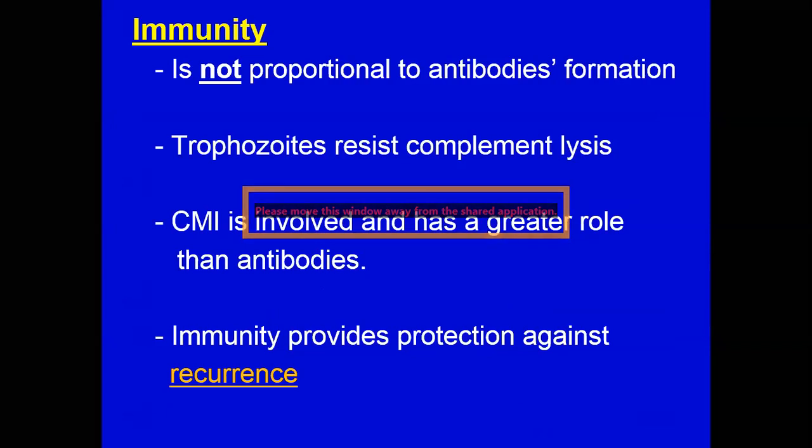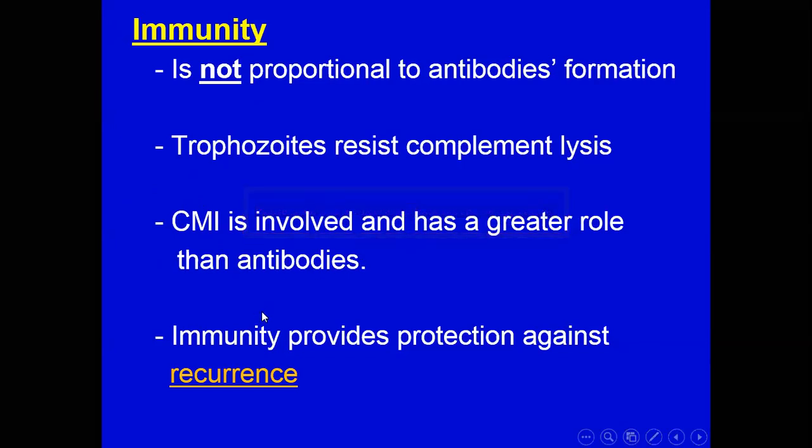The immunity is not proportional to the antibody formation. So if you have antibody, this does not make you protected against the infection. A trophozoite resists complement lysis. Cell-mediated immunity is also involved and has a greater role than antibodies. Of course, with cell-mediated immunity, you have seen that we may get granulomas. And in the granuloma, the cell-mediated immunity is very important.